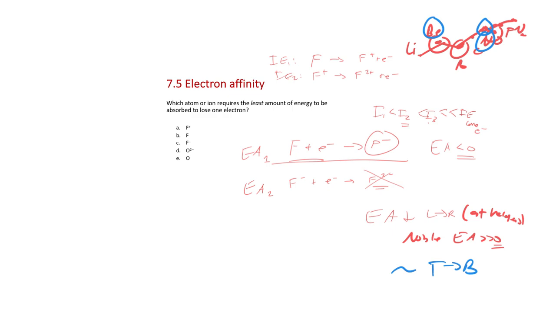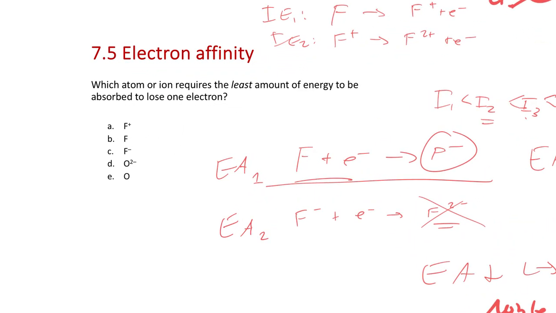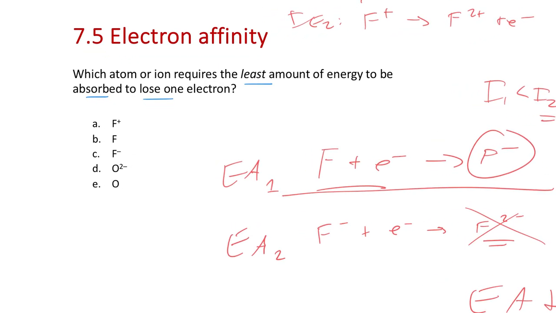Okay, so to answer this particular question here, which atom or ion requires the least amount of energy to be absorbed to lose one electron? Now, this is combining electron affinity and ionization energy, because if we're saying how much energy does it take to lose an electron, we're ionizing each of these to lose an electron. So go to F2 plus an electron, to go to F plus an electron. We're taking F minus back to F plus an electron.